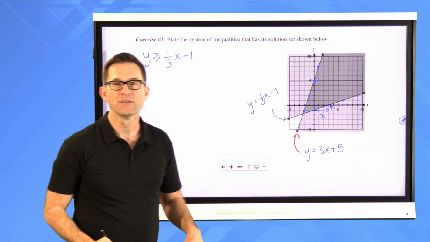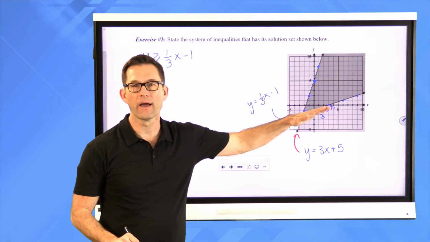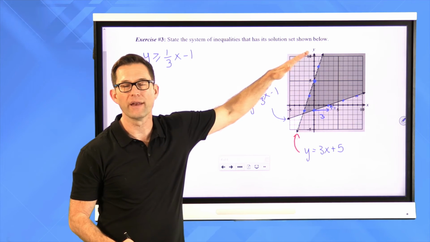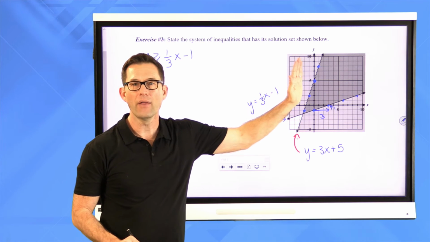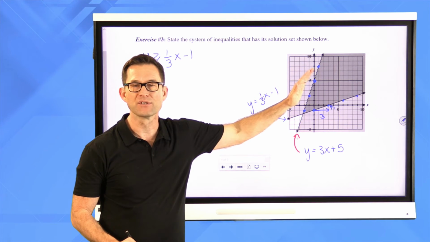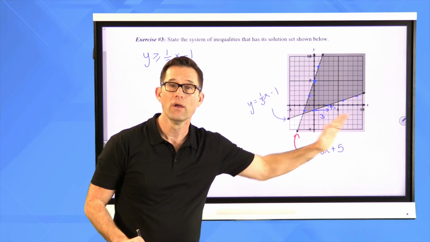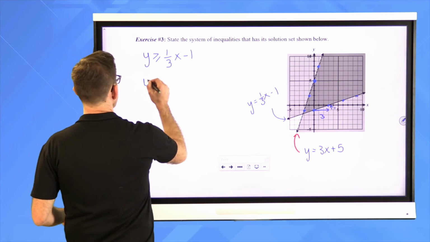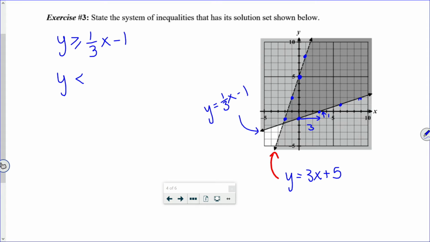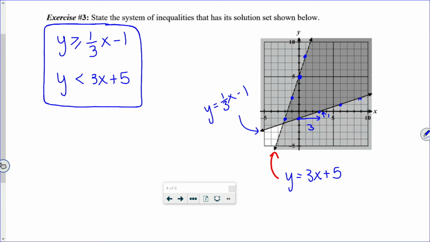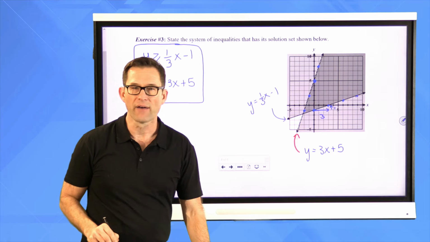Okay, so that sort of takes care of this line that has a slope of 1/3 and is shaded above it. Now my other line, right, my line y equals 3x plus 5 is dashed and shaded below. So for that one, because it's shaded below, it'll have to be a less than. Because it's a dashed line, there's no equal sign, and then it's 3x plus 5. So there is my system of inequalities that has been graphed on that grid.